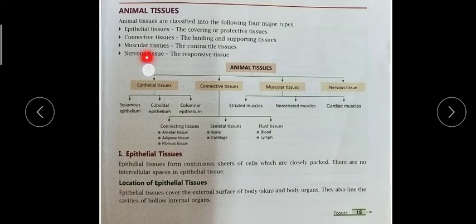Then we have muscular tissue. Muscular tissues are contractile tissues. Why are they called contractile? Because they contract. They help in the movement or locomotion of the body. It is of three types: striated muscles, non-striated muscles, and cardiac muscles.